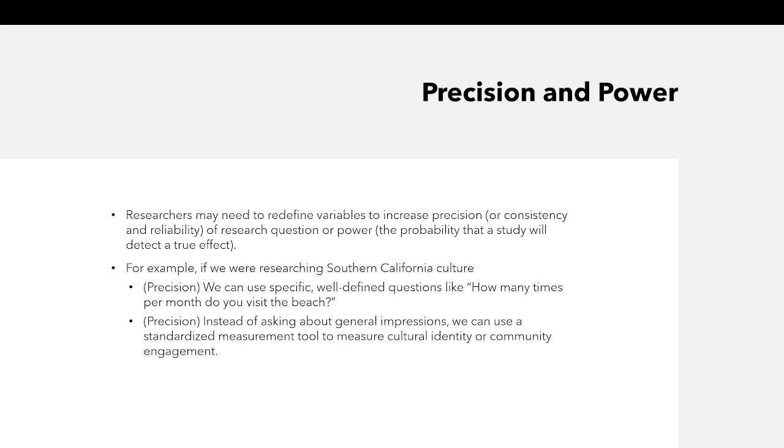Another method of asking a question that will affect your precision: instead of asking about general impressions, we can use some sort of standardized measurement tool to measure cultural identity or community engagement. What I mean by this is there are tools that researchers and statisticians have developed that ask questions about cultural identity or community engagement. By using these tools that have already been developed, we can hope to increase the precision, consistency, and reliability of our research.